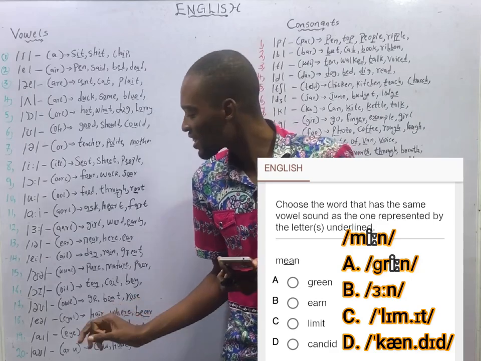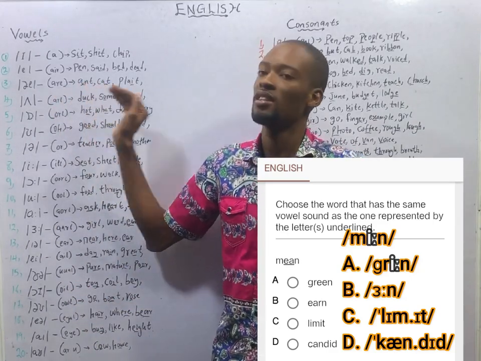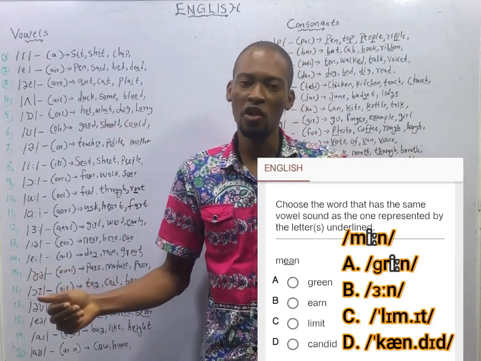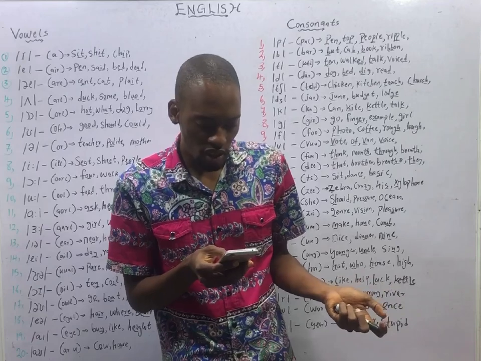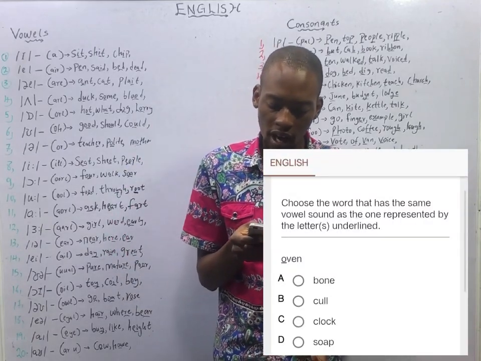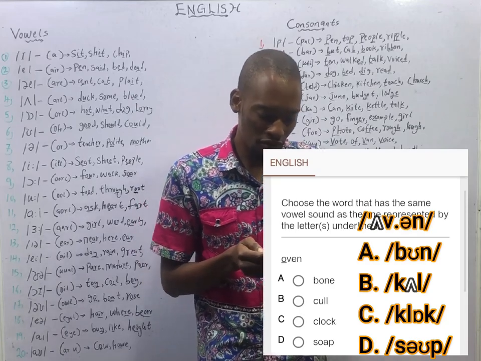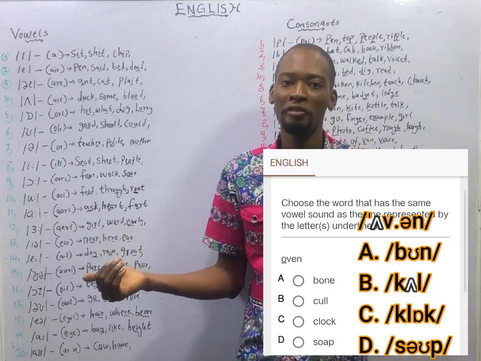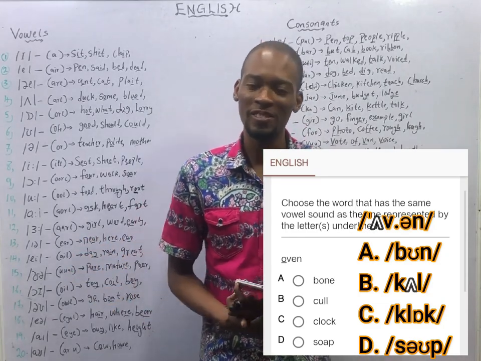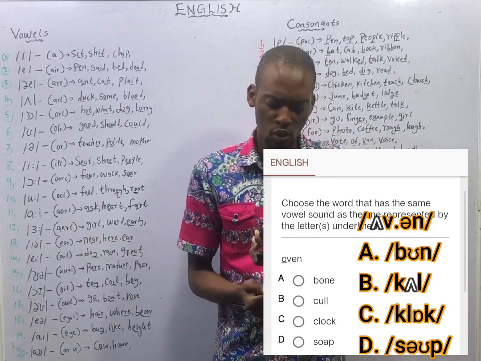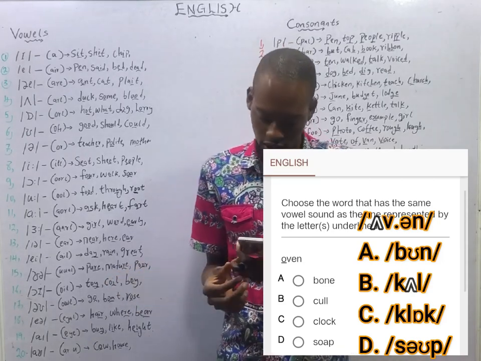Candid has the A sound, as in ant, cat, and plat. That is the sound present in candid. Moving forward, we have oven. This is not "oven", it is oven. So that is the correct pronunciation. So which of these options has the same sound?